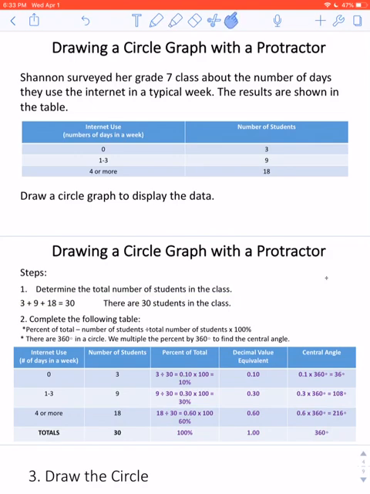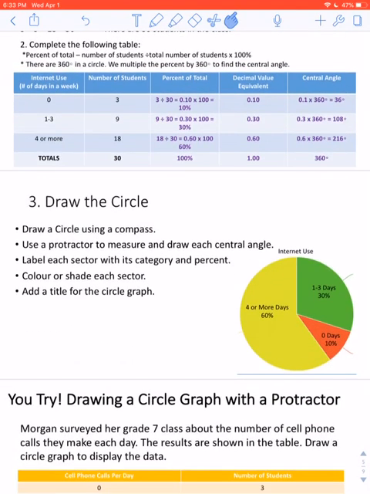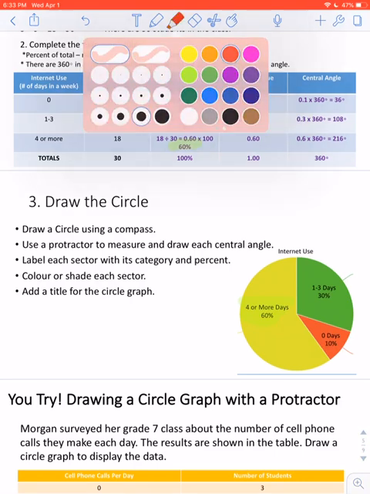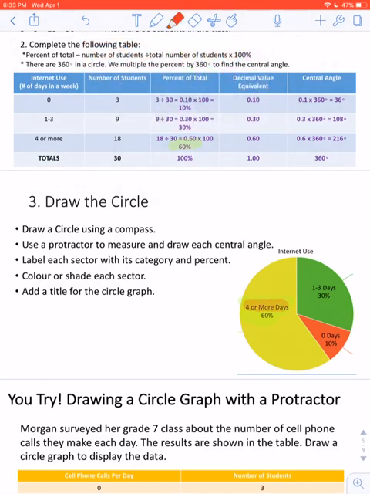So we are going to go on to the next step, which would be drawing the circle. We are not going to draw the circle because you don't have a compass at home, but I'm still going to show you how this worked. So if you take a look here, we see that 60% of students use the internet 4 or more days. That's what's represented right here. Let me get a different color right here. 30% of students use the internet 1 to 3 days. That's what's represented here. And finally, 10% used it 0 days. And that's what is represented here.